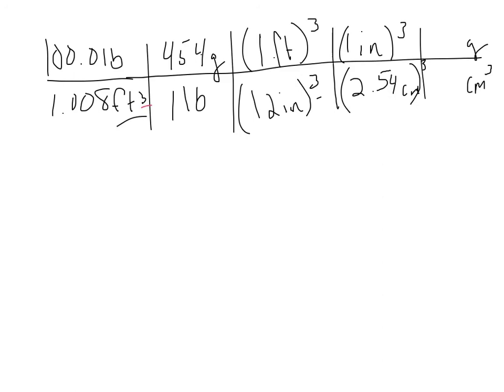Now we do all the math with this. If we do it properly, we end up with a density of 0.8676 grams per centimeter cubed. So that is our density of 100 pounds of sugar in 1.008 cubic feet. And I'm going to finish up the last 2 problems on a second video that I'll post.